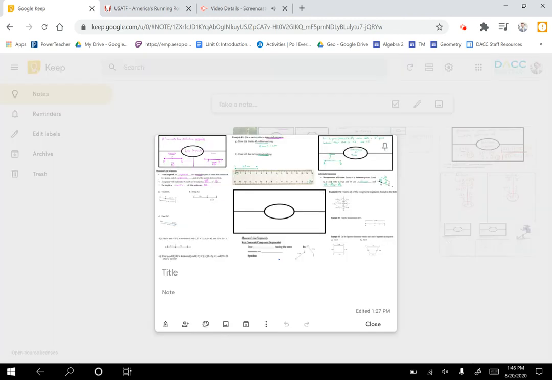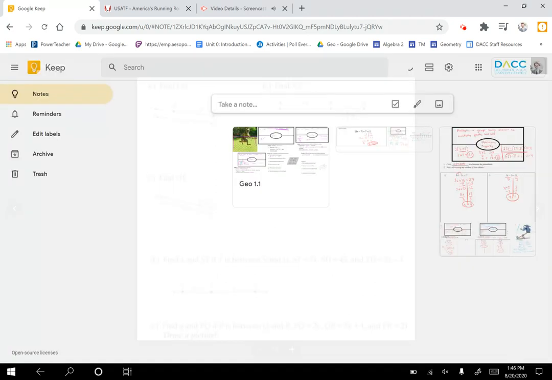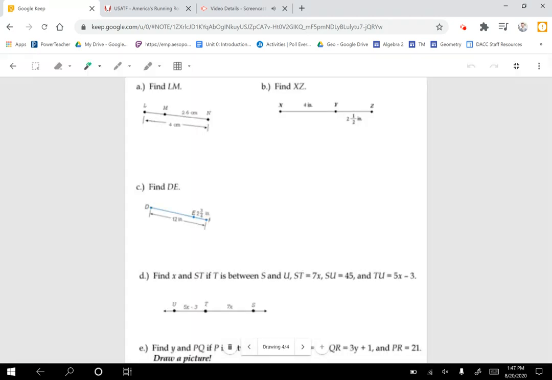So now time to jump into our practice for this one. That's the wrong page there. I apologize for that. So we're going to start off with solving this first one. So it's asking us to find what is LM. So what is the segment from here to here? And this is the same idea as before. So our whole is 4 centimeters. Our part is 2.6, and we need an additional part to add up to the 4.